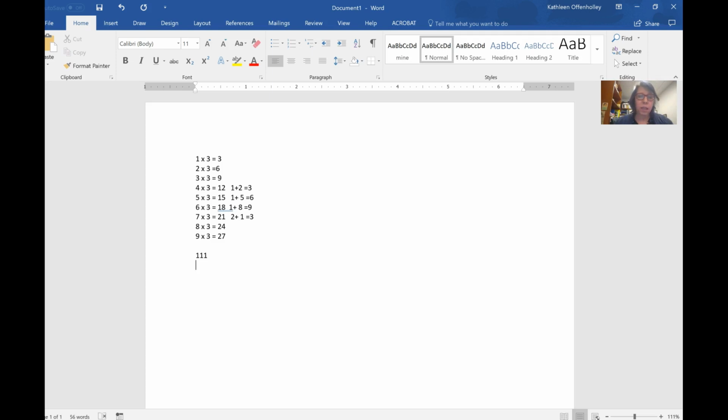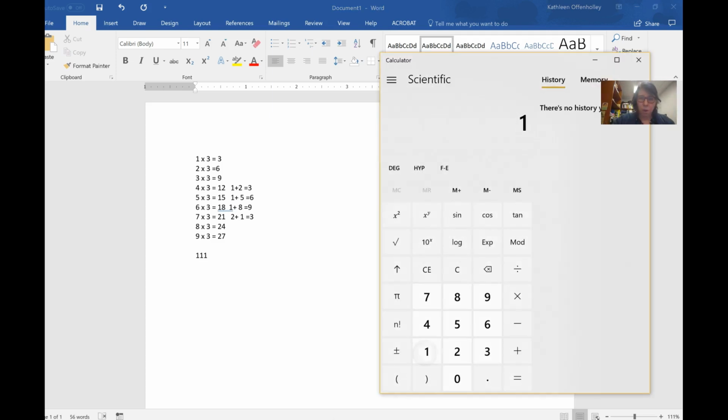Try it on your calculator. Try dividing 111 divided by 3. Let's see what I get when I try that. 111 divided by 3. And look, you can see it goes in evenly. And so that's the pattern for the multiples of 3.